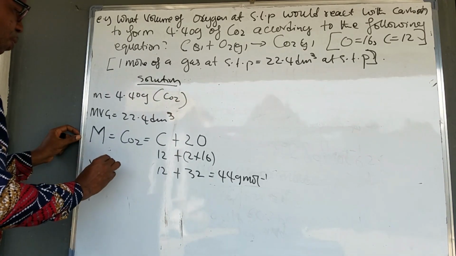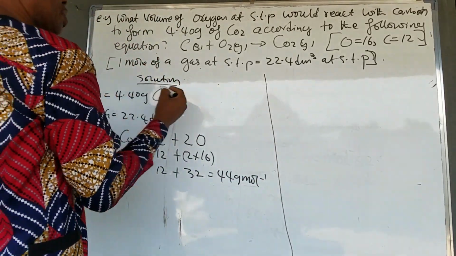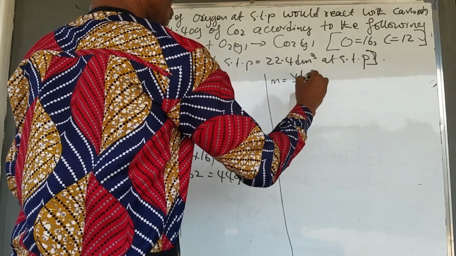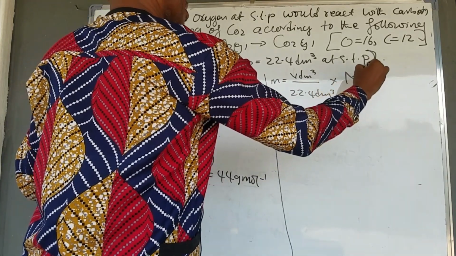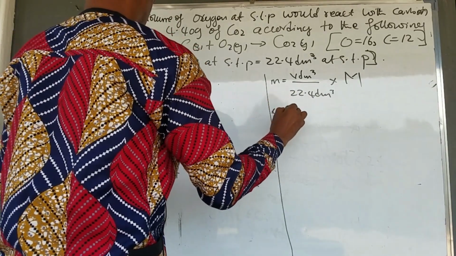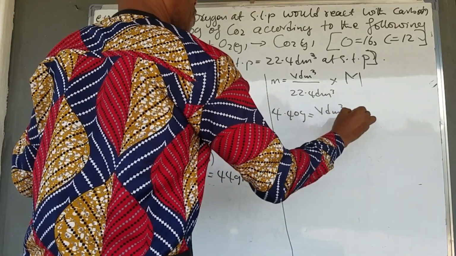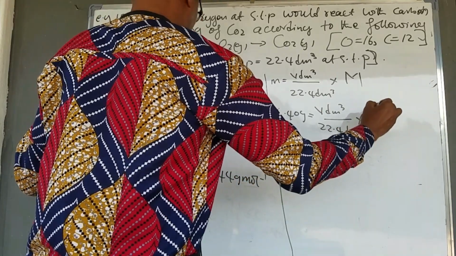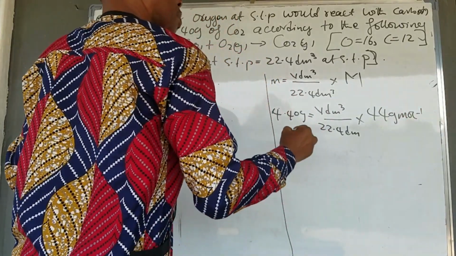Now, to find the volume in dm³, we already have what is listed. Don't forget what I told you: the small m is equal to the volume given to you over the standard 22.4 dm³ times the Mr, the big M. With this information, I already know what my small m is. 4.40 grams is equal to V, which I don't know, I'm looking for it, over 22.4 dm³, and I know my big M from what I calculated is 44 grams per mole.